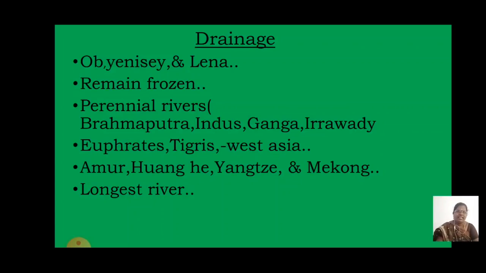And now, drainage. Drainage is nothing but rivers flowing through that continent. The rivers of Asia originate mostly from the central highlands. The Ob, Yenisei and Lena are the major rivers that flow towards the north and drain into the Arctic Ocean, running through many countries and finally draining out in the Arctic Ocean. These rivers remain frozen during winter.